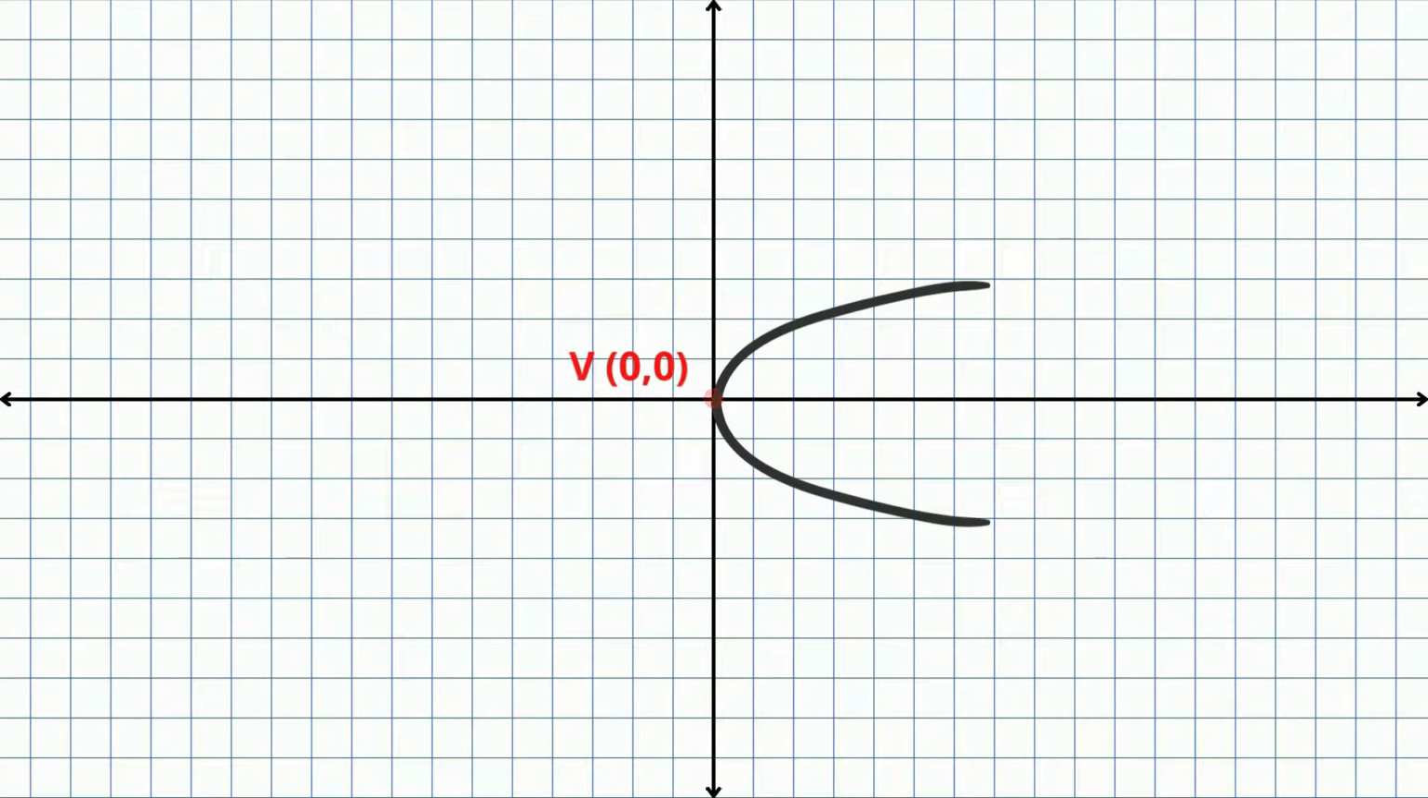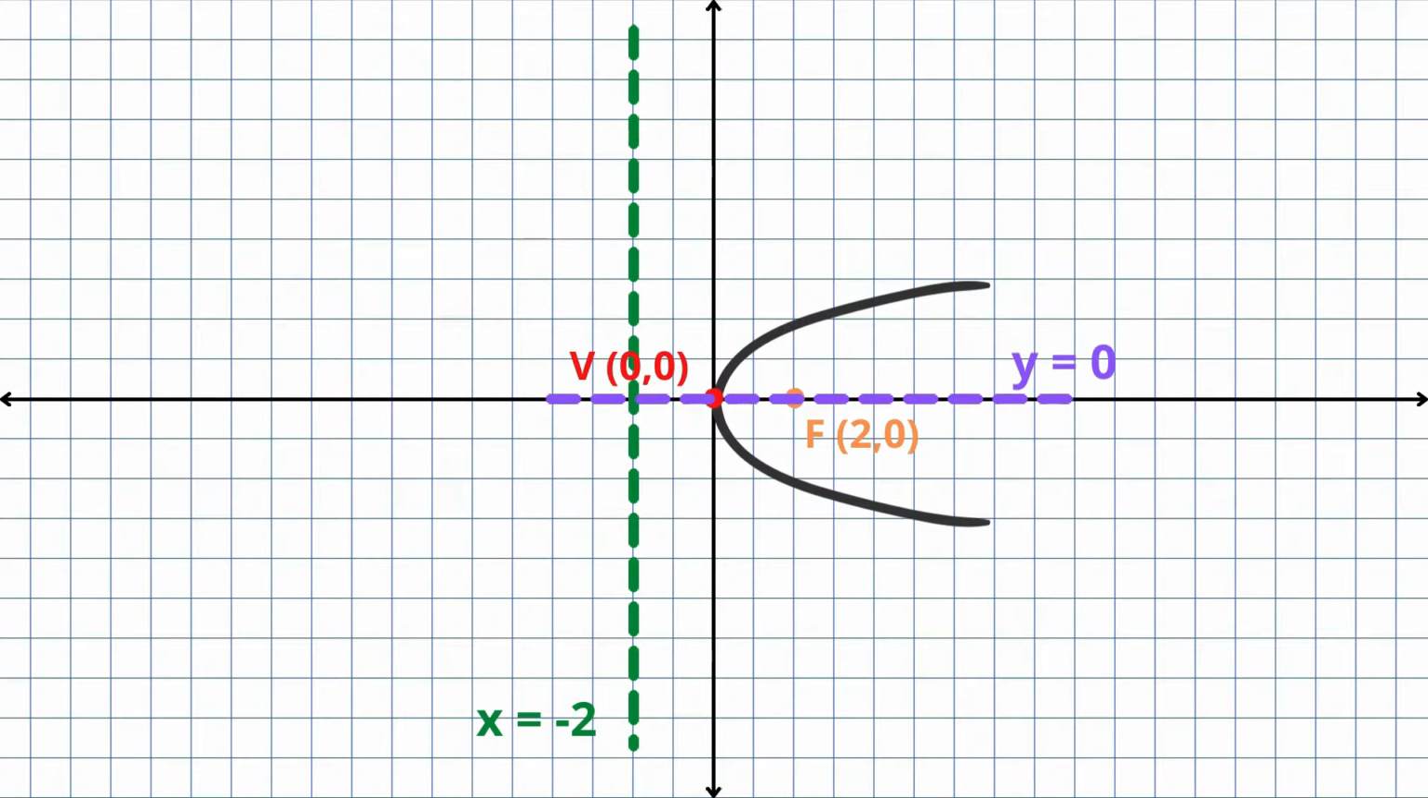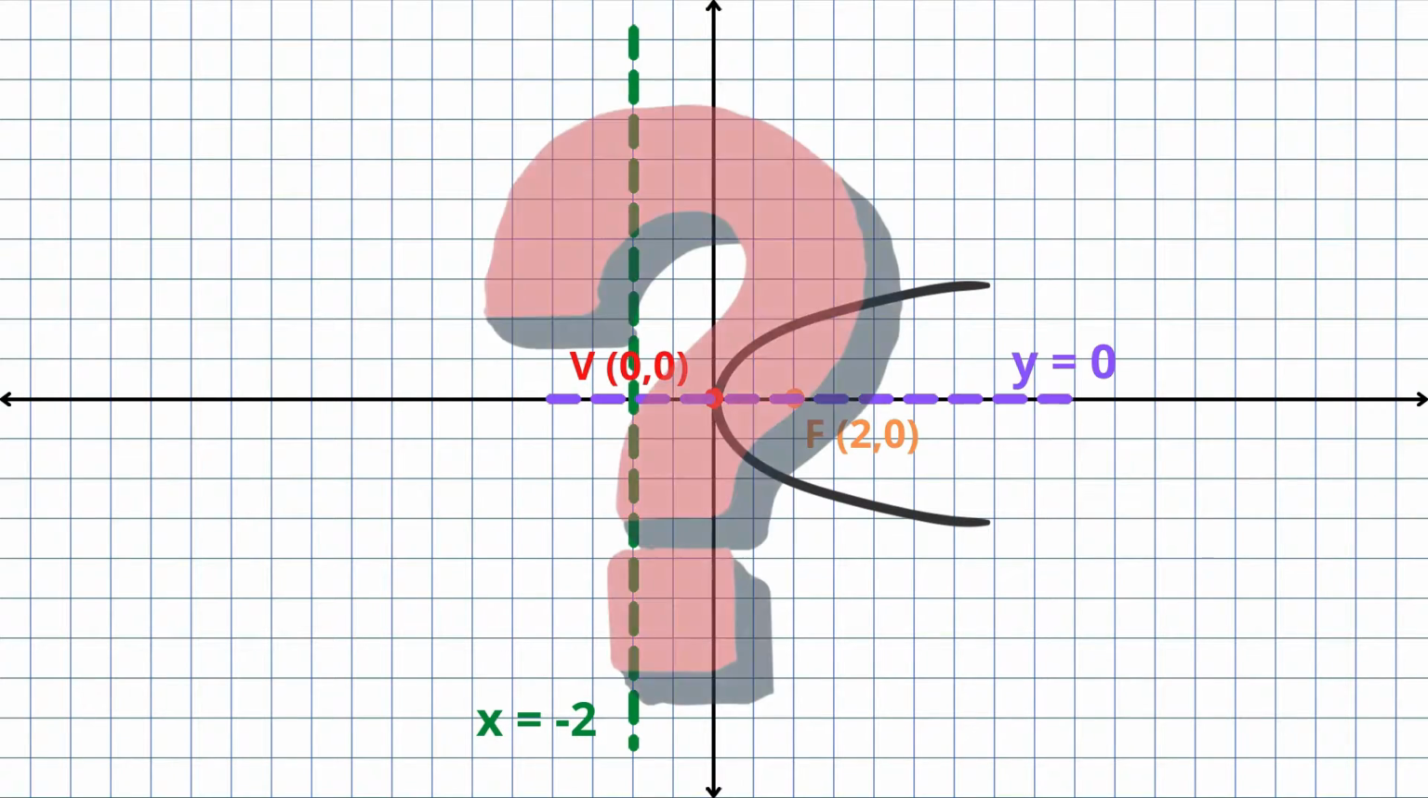For this example, again, the figure shaped as a parabola does not represent the actual graph of a parabola with the given measures. Suppose that the vertex is at the origin and its focus is at (2, 0). Then its directrix has equation x equals -2, and the axis of symmetry is the x-axis, or y equals 0.